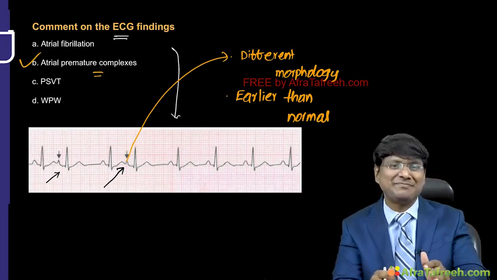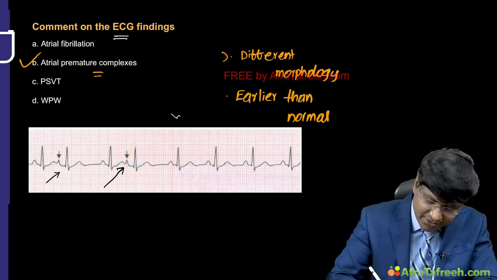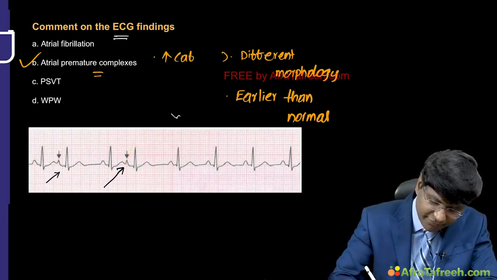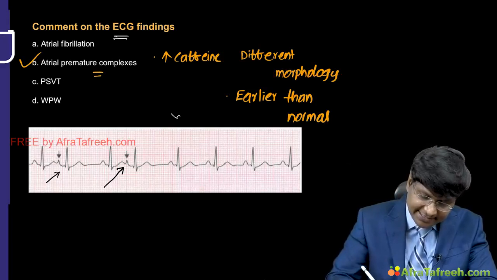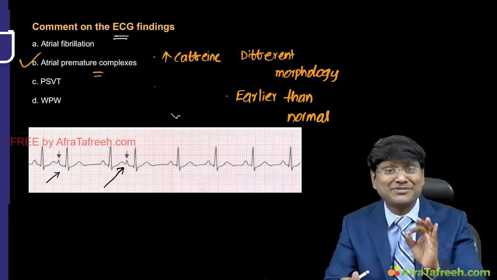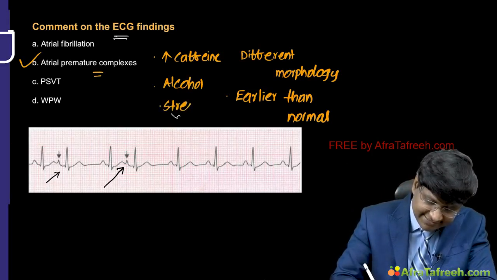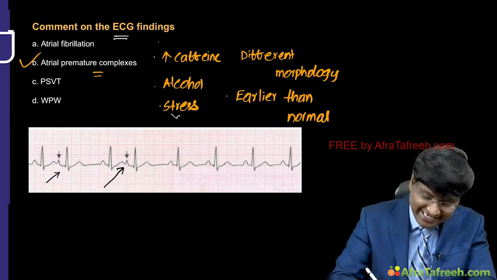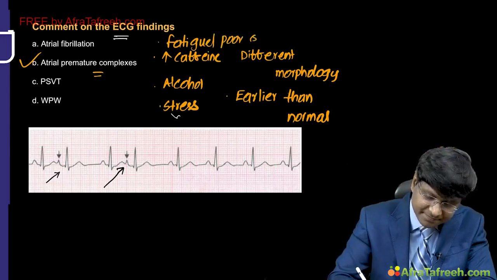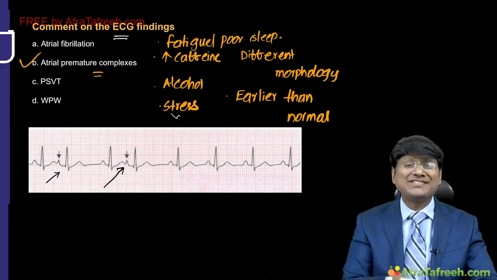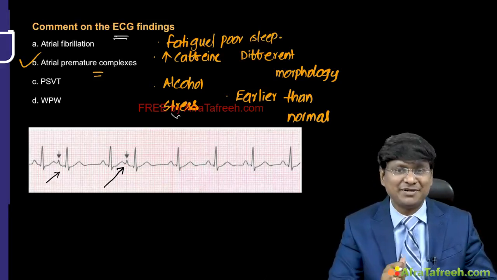What are the causes of atrial premature complexes? The causes include the individual consuming an excess amount of caffeine. The other etiologies of atrial premature complex will be consumption of an excess amount of alcohol, then stress, and an individual having fatigue or poor sleep. Okay, so these are all the causes of atrial premature complexes.